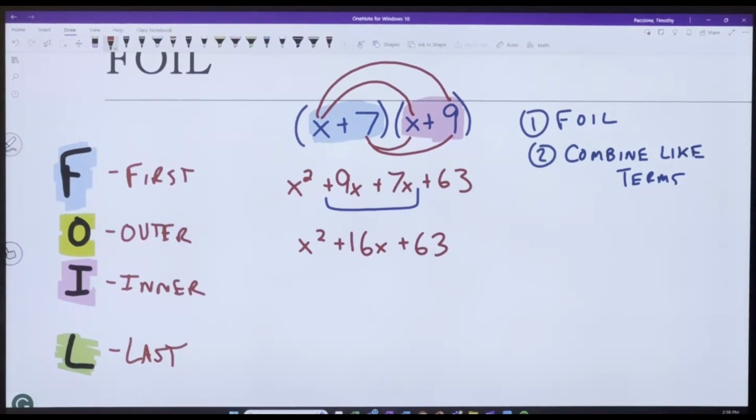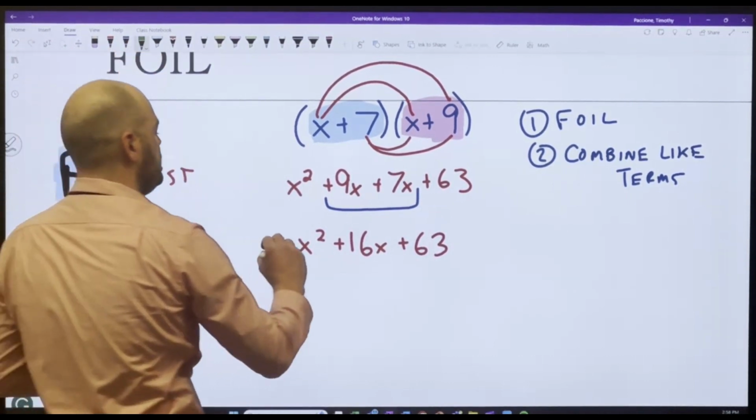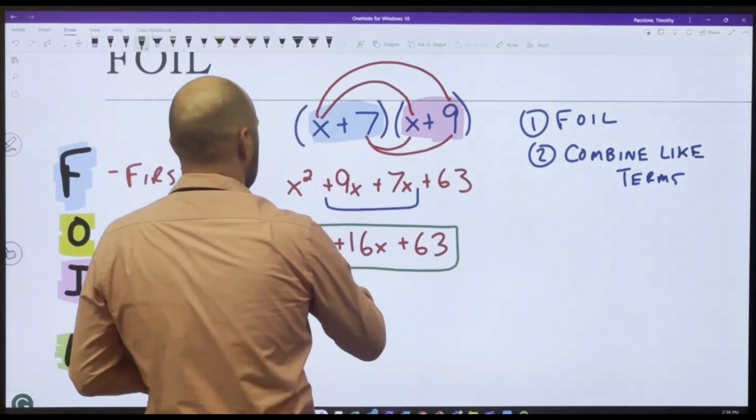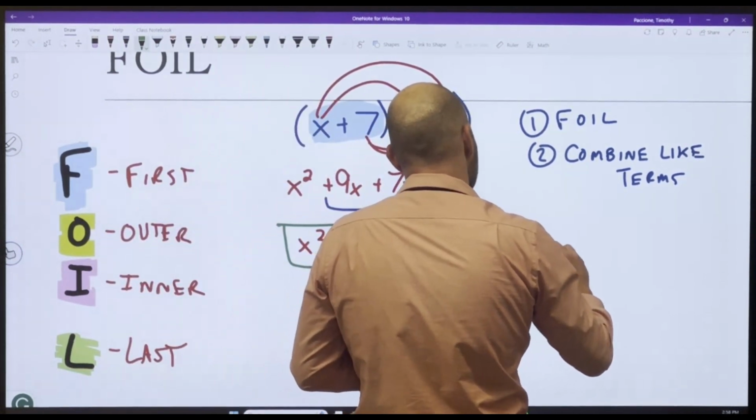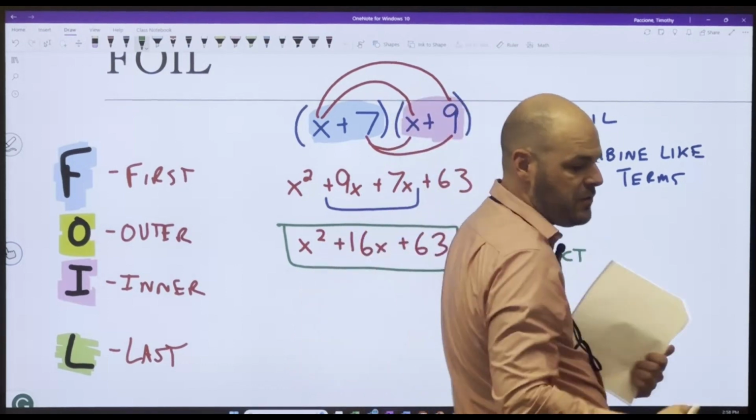Now, what did we just do? We said we were doing what with these? What does it say at the top? We are first multiplying. When you multiply, you get a what? What's your result? A product. So this is my product. And what comes together to make a product?